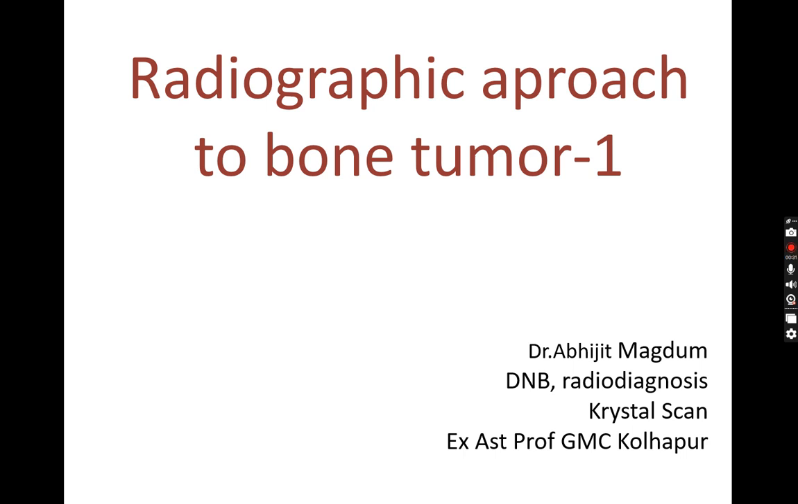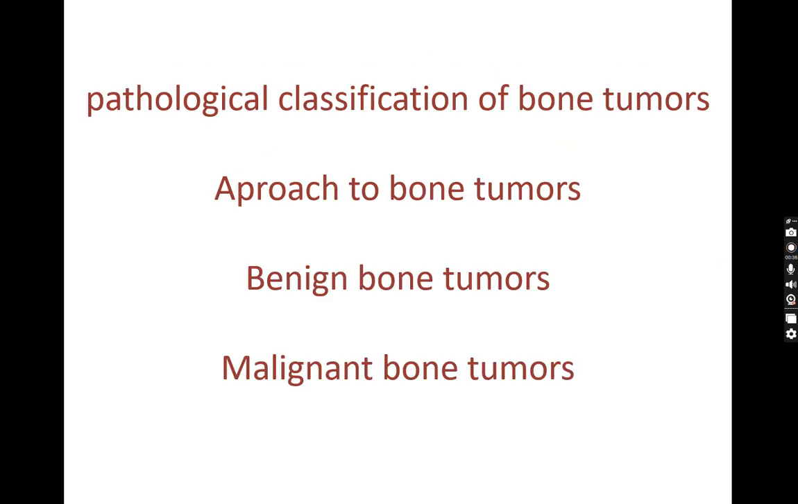In the first part we will cover the pathological types, then the 10 criteria based on which we will approach the bone tumor. We will see them one by one. Individual benign and malignant tumors we will cover in the second or third part. Pathological classification and approach to bone tumors we will cover in this one.